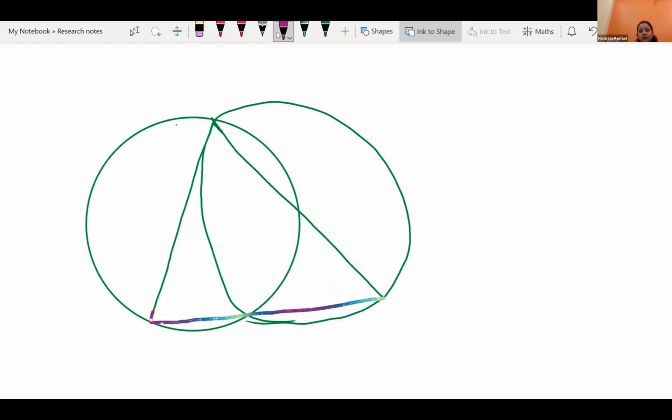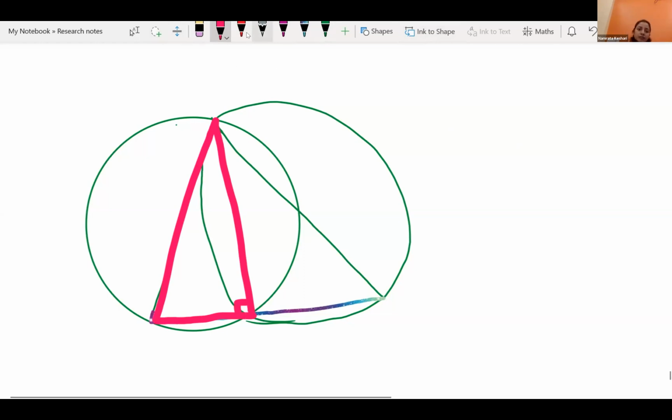Now what we will do over here, we know that angle in a semicircle is 90 degree. Yes or no? Yes, ma'am. Okay, if angle in a semicircle is 90 degree, then this is a diameter and I am going to create an angle over here. This angle over here, can we say it will be 90 degree? Because angle in a semicircle is 90 degree. Yes, ma'am.